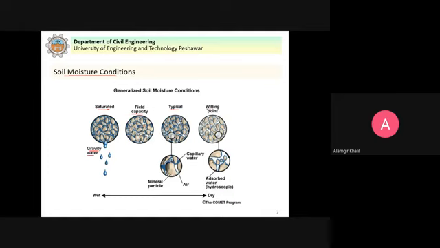Now the wilting point that we will define is that moisture which cannot be extracted by the plants to meet their evapotranspiration needs. So it means that the soil moisture that is available to the plants varies between the field capacity and the wilting point.